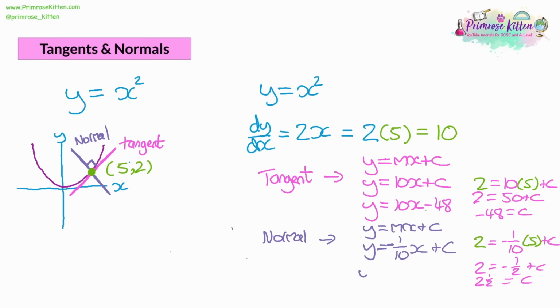So now we can write down the equation of the normal. y is equal to negative 1/10 of x plus 2.5. So the big thing to remember here is that the tangent has the same gradient as the curve. The normal, being at a right angle to it, is a negative reciprocal. Make it negative. If it's a whole number, put it over 1. If it's a fraction, then you flip the fraction upside down for the reciprocal.